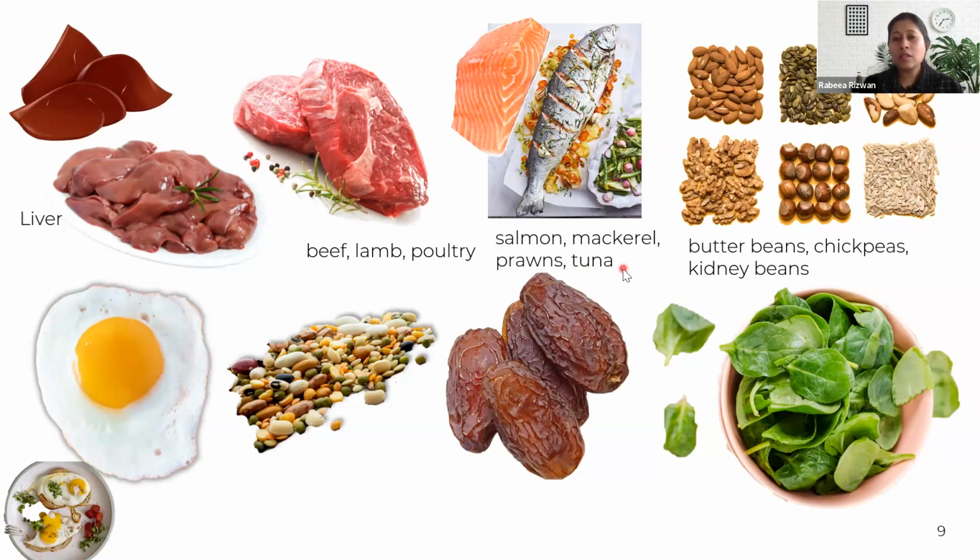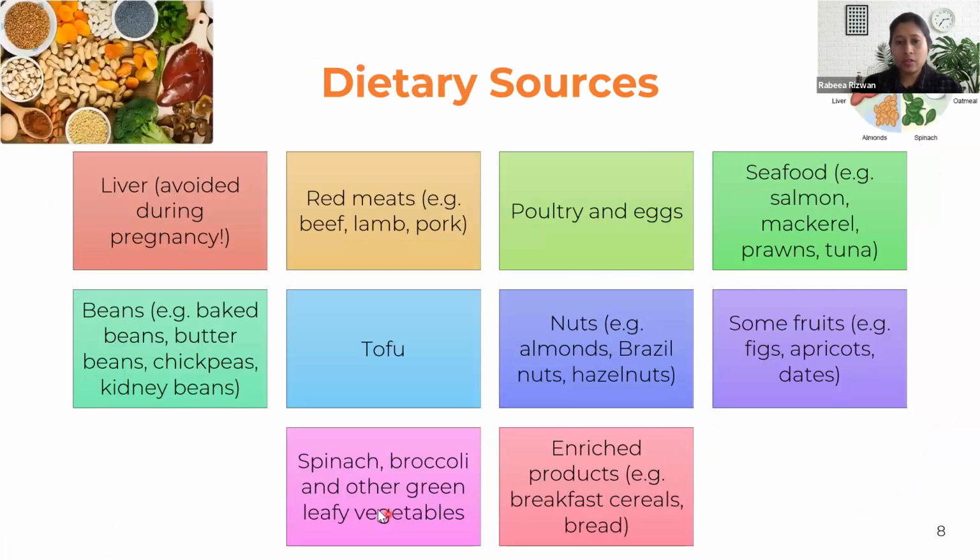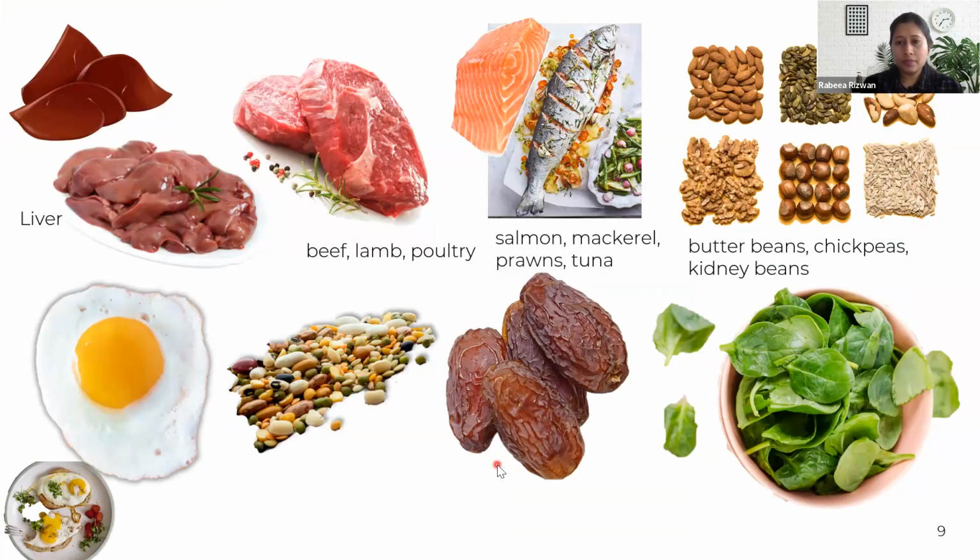from plant origin, there are examples of nuts and legumes such as beans, for example butter beans, chickpeas, kidney beans, and among the nuts, cashews. Other examples are eggs from poultry, chicken, and dates, which are also a good, high source of iron, heme, and green leafy vegetables like spinach and broccoli.